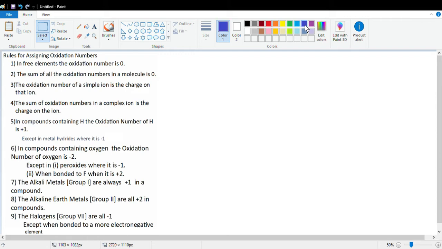So let's look there at the carbonate ion. So we've got CO3 2-. So again, no free elements here. Rule 1 does not apply. This is not a molecule, so rule 2 doesn't apply. We don't have a simple ion, so rule 3 is not the one to go for. What we do have is, for rule number 4, we have a complex ion. This is a complex ion.